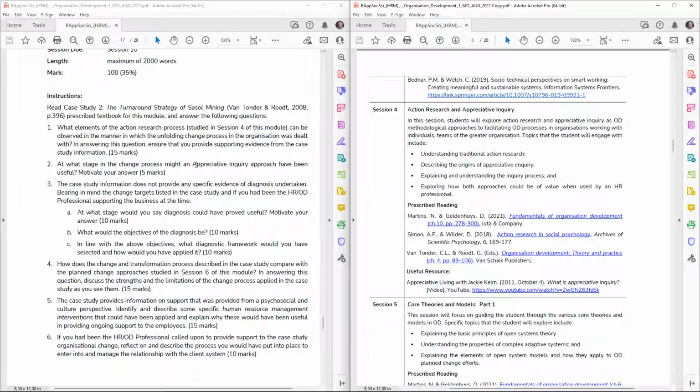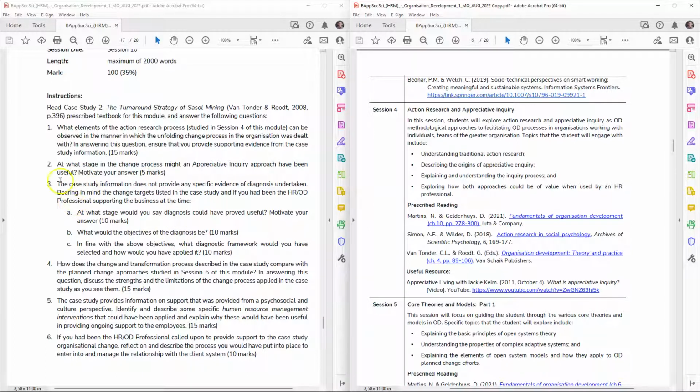So student A may have it at stage 4 or whatever it is, and another student may have motivated for it to be better at, let's say, stage 2 or wherever. So yeah, we don't have a model answer. The important point here is that you motivate your answer. Okay.